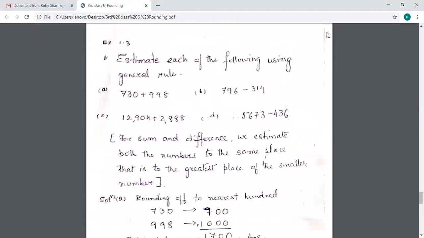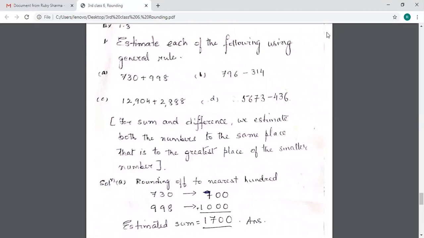Now estimate using the general rule. When we say general rule, it is not necessary that we have any hard and fast rule. Usually we take the better estimate as the general rule. Now here, for sum and difference, it is better that we estimate both the numbers to the same place.